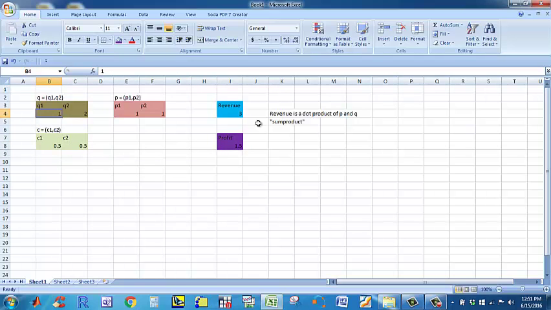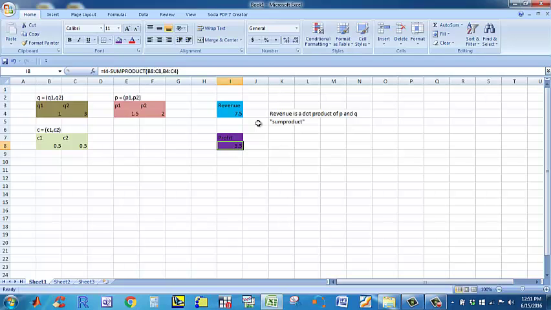Now, notice that if I change Q1 or if I change P1 or if I change P2 and so forth, you will observe that the total revenue that this firm earns and the total profit this firm earns will also change automatically, because revenue is nothing but the sumproduct of two vectors and profits also is just revenue minus cost, right?